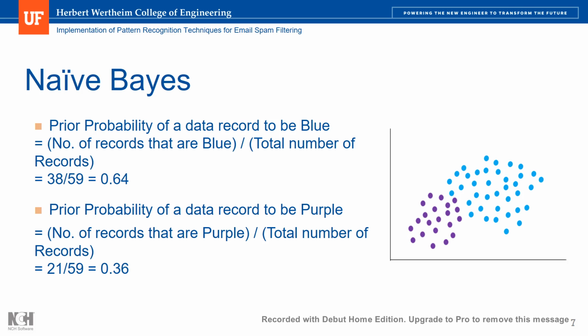Now let's see this figure. As per this figure, the prior probability of a data record being blue is the number of records that are blue divided by the total number of records. I have counted the number of blue records in this picture and that's 38, and the total records is 59. So that amounts to 0.64. Similarly, the prior probability of a data record being purple is 0.36.